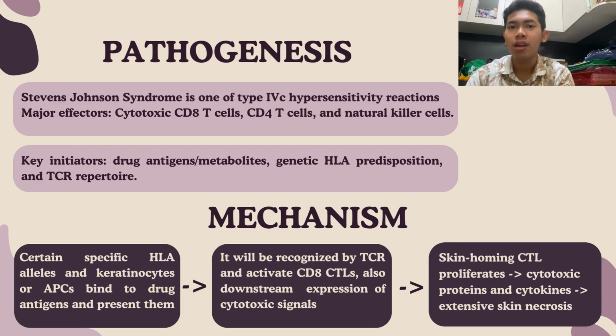and TCR repertoire. Stevens-Johnson syndrome has a mechanism of pathogenesis that begins with certain specific HLA alleles and keratinocytes or antigen-presenting cells binding to drug antigens and presenting them. Then, it will be recognized by TCR and activate CD8 CTLs, also downstream expression of cytotoxic signals. Skin-homing CTL proliferates, producing cytotoxic proteins and cytokines, which are capable of causing extensive skin necrosis.